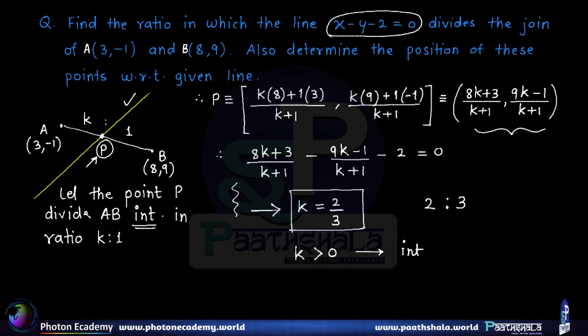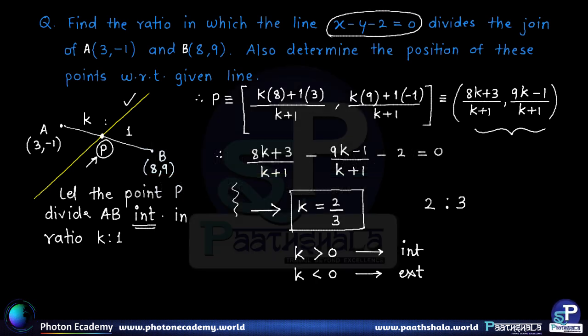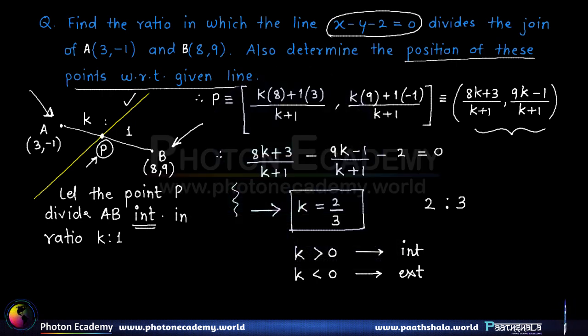And if k turns out to be a negative number, then it would mean that it is external division. So that is a criterion to test. If the line is dividing the segment AB internally, then the position of the 2 points with respect to the given line means the 2 points are on the opposite sides of the given line. That's the meaning of the second question that they have asked there. Okay. So that's how we solve this particular question.